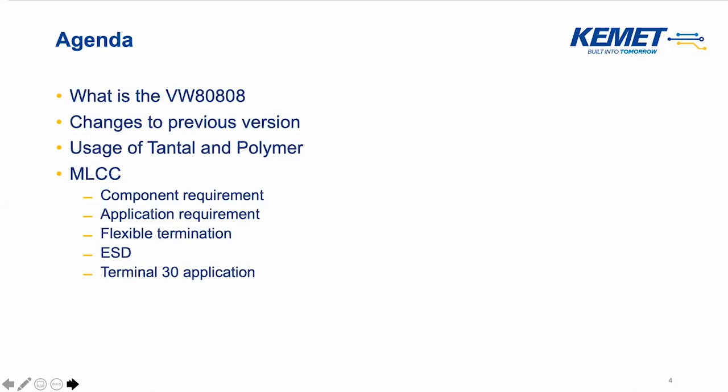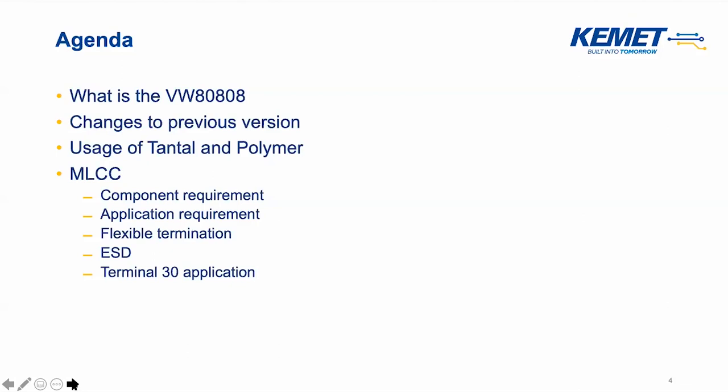What are the restrictions? What are the limitations? Is there anything you need to consider when you start designing our parts? And the biggest portion of that is also, of course, MLCC, because that's the highest quantity that's running, and you find it in nearly every electronic unit. This MLCC section splits up in more or less 2 sections: the component requirement, application requirement. And in the application requirement, then we talk about flexible termination, a little bit about ESD, and about the terminal 30 application, which is everything that's connected directly or indirectly to the battery, so the plus pole of the battery in the case.